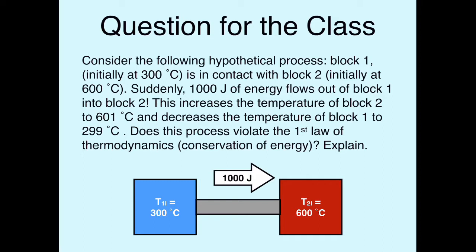In doing so, this increases the temperature of block 2. So now we're at 601 degrees Celsius, and it decreases the temperature of block 1. Now this one is at 299 degrees Celsius. So I think we know that this is not something that would happen, right? Heat doesn't tend to flow from cold objects to hot objects. But what I want you to think about is, does this violate the first law of thermodynamics? Does this violate conservation of energy? So think about it for a minute, pause the video, and see what you come up with.